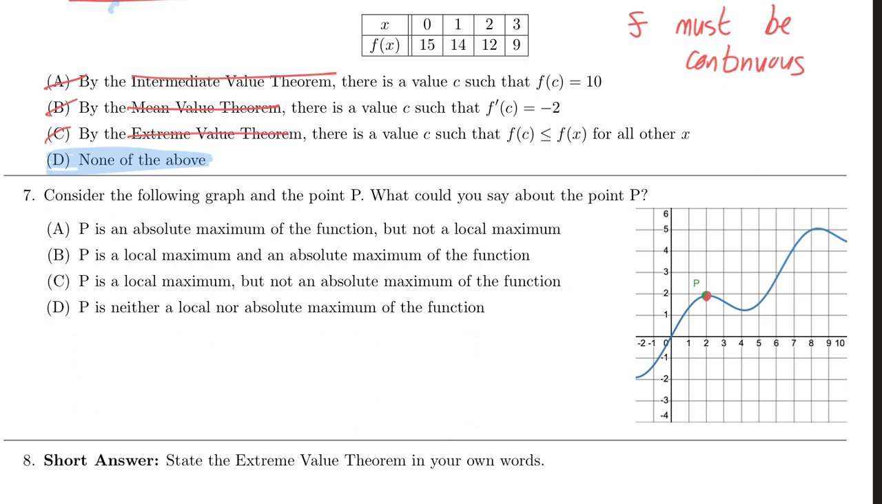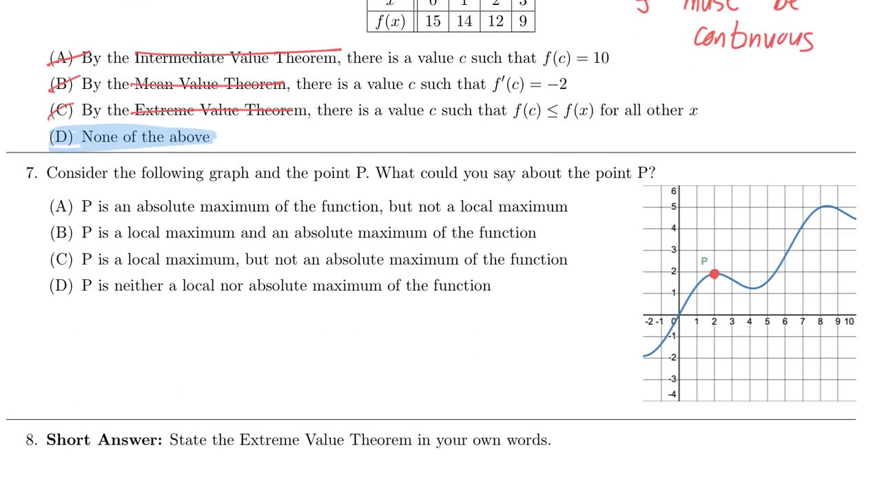Right, here we have this point P. Right, what do we know about P? Basically, we're looking at absolute and local maxes and mins. All right, so the first question, is P an absolute max? And the answer is no, because absolute maxes are the biggest thing in the entire graph, and there's all these values up here that are bigger than P. So A and B are out because P is definitely not an absolute max.